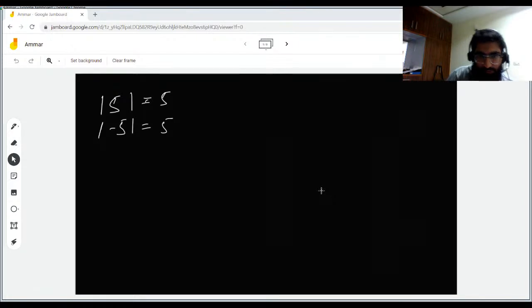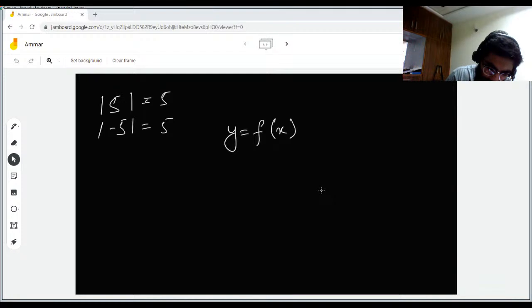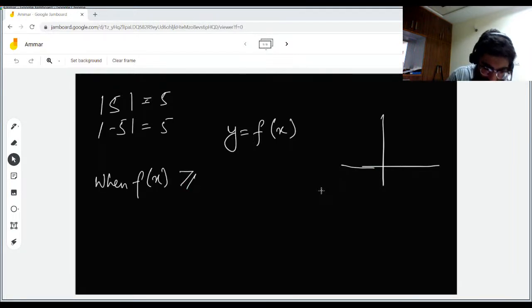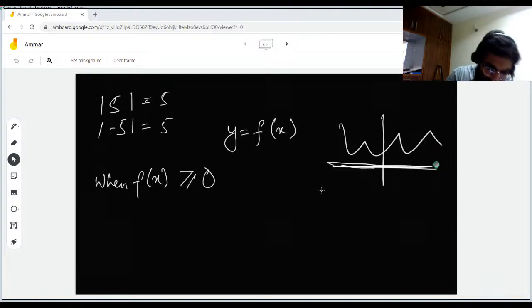Let's talk about functions. For functions we usually have a function in the form y is equal to f of x. If we have got a function f of x, there could be two meanings for this. One is that f of x gives me a value of more than 0. If I'm talking about a graph, f of x greater than 0 means all this positive region including the x-axis. Then there is no issue, f of x is mod of f.